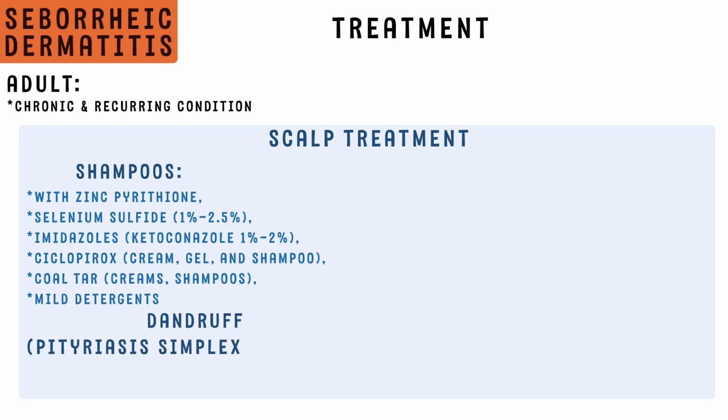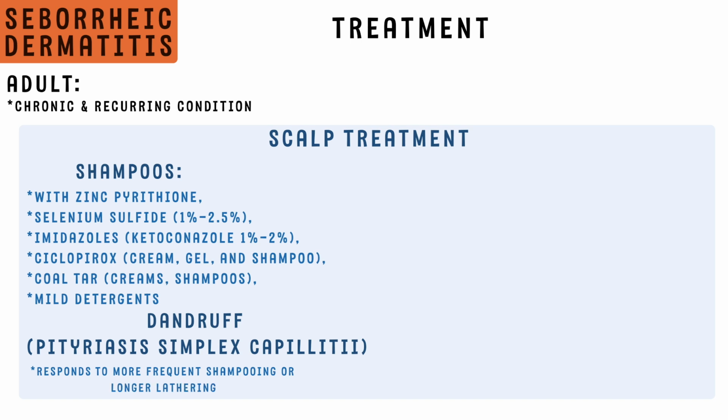Dandruff involves the face and scalp with extensive scale, but minimal inflammation. It responds to more frequent shampooing or longer lathering. Shampoos can be used on the scalp, beard, and chest, but may flare the disease if used on the face or other intertriginous areas if left on for extended periods.